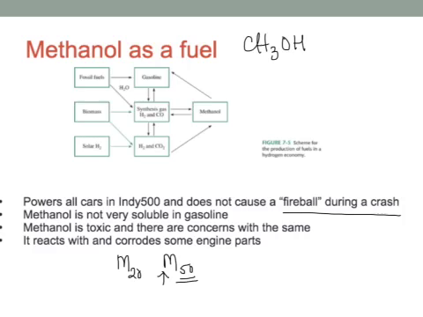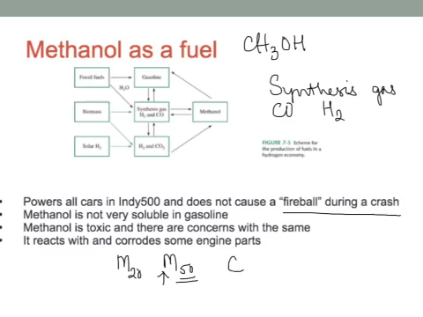Now let's talk about how it is made. Methanol is usually produced from something called synthesis gas. Synthesis gas is a mixture of carbon monoxide and hydrogen. How do you make the carbon monoxide and hydrogen?